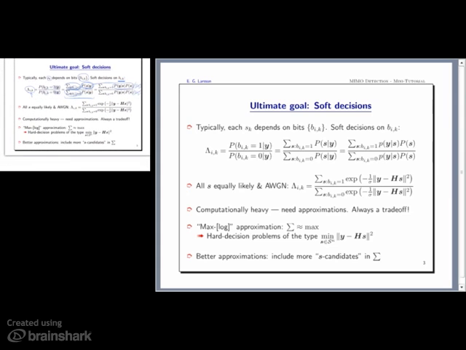Alright, so let's now consider the special case that all the symbol vectors S are equally likely. Then P of S here is just a constant. And the same constant appears in the numerator and in the denominator, so it'll cancel out.